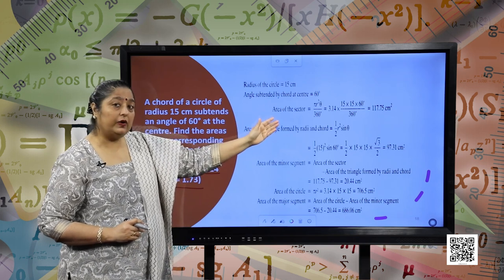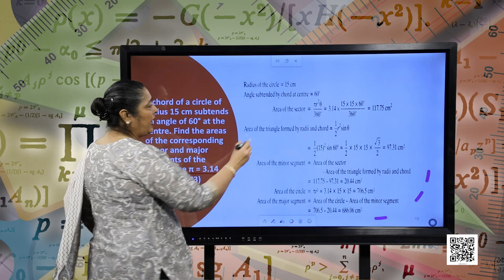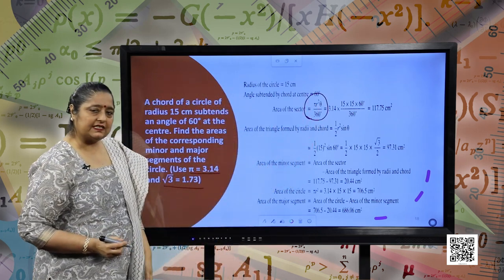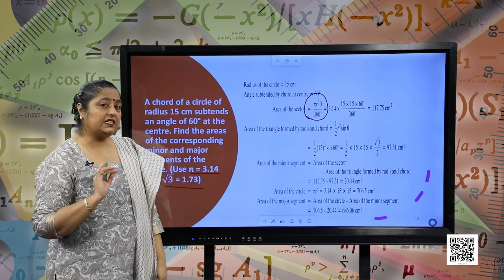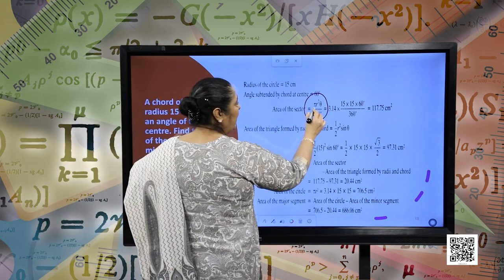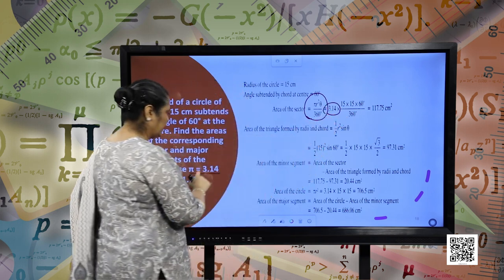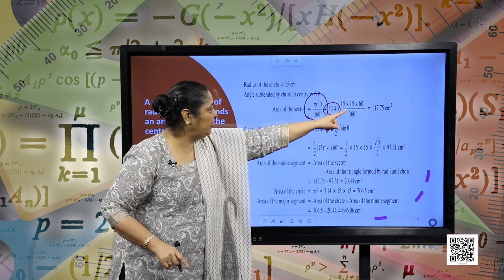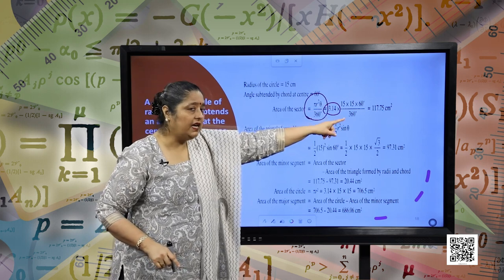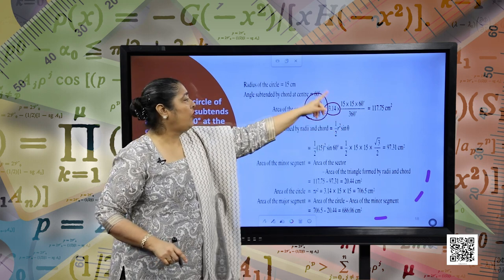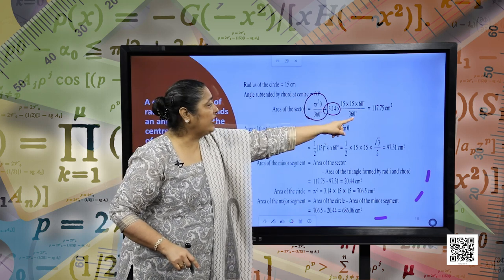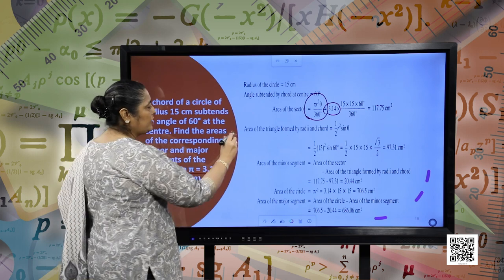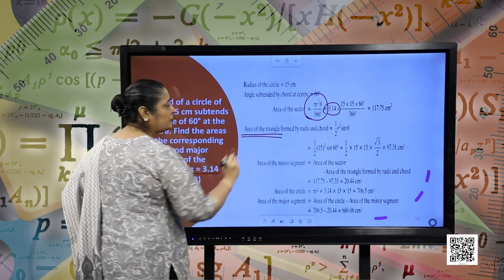Area of the sector, we know the area of the sector is pi r square theta divided by 360. Substituting the value, you just need to substitute. We have pi as 3.14, it is given in the question, and radius as 15 into 15, theta as 60 degree divided by 360. Calculating it further, we have 117.75 centimeter square.